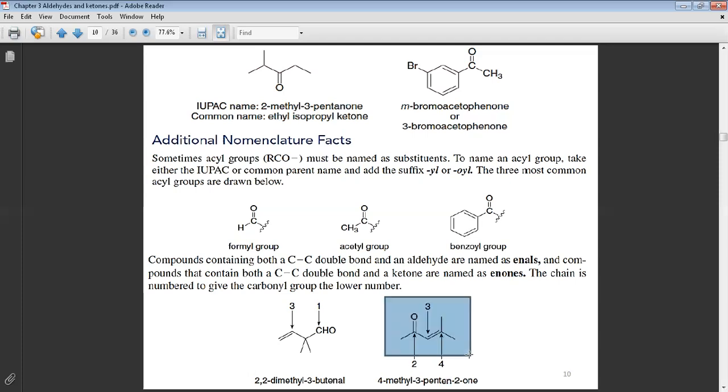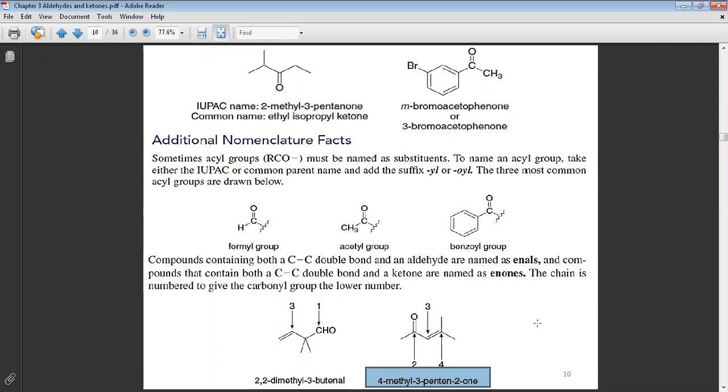This is a small compound, but for you, I know the name is slightly complex. You have many parts here. You say, okay, 3-methyl is easy. Okay, we have a ketone. Ketone will start on carbon number 2. That means it will be 2-one. And we have an alkene, it will start from carbon 3. It will be 3-pentene, 2-one.